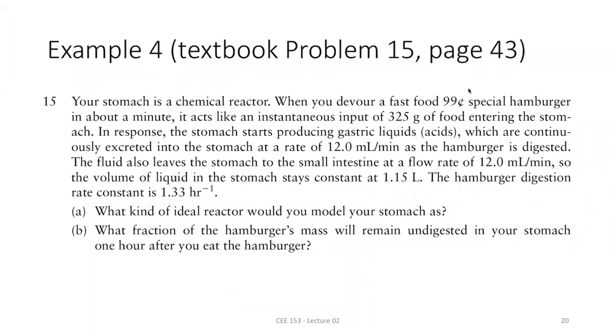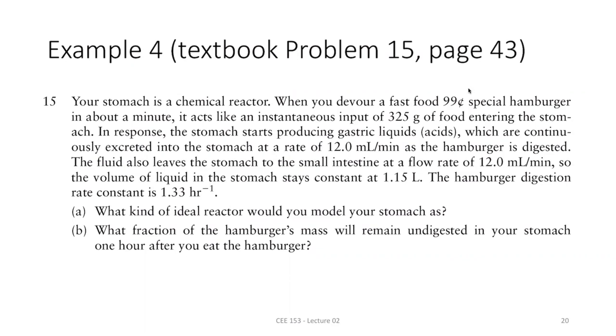It is an unsteady state question. So let's read it. Your stomach is a chemical reactor. When you devour a fast food, 90 cents, special hamburger in about a minute, it acts like an instantaneous input of 325 grams of food entering the stomach. So the amount of food that enters the stomach, which is a reactor, is given to you in a minute. In response, the stomach starts producing gastric liquids, which is acid, which are continuously excreted into the stomach at a rate of 12 milliliters per minute as the hamburger is digested. So that means you're producing this acid to digest the hamburger at a certain rate.